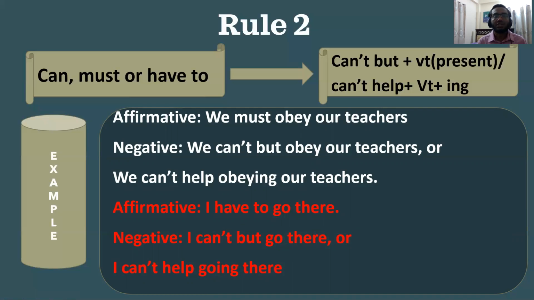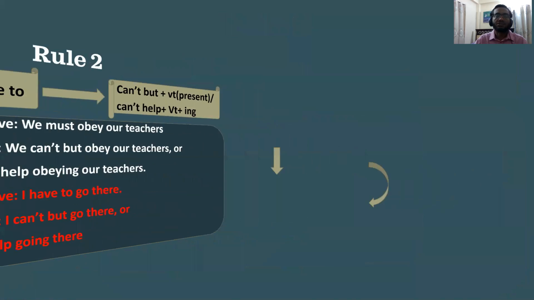So I think I can prove that can, must, or have to is going to change into cannot but plus verb in present form, or cannot help plus verb ing. Can you understand? So I think you can now easily explain, understand, and remember rule 2. Okay? Now come to the next.